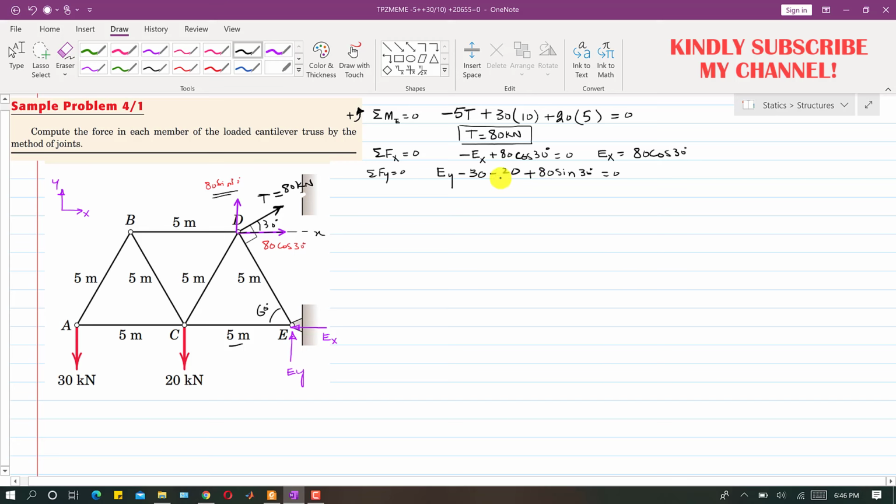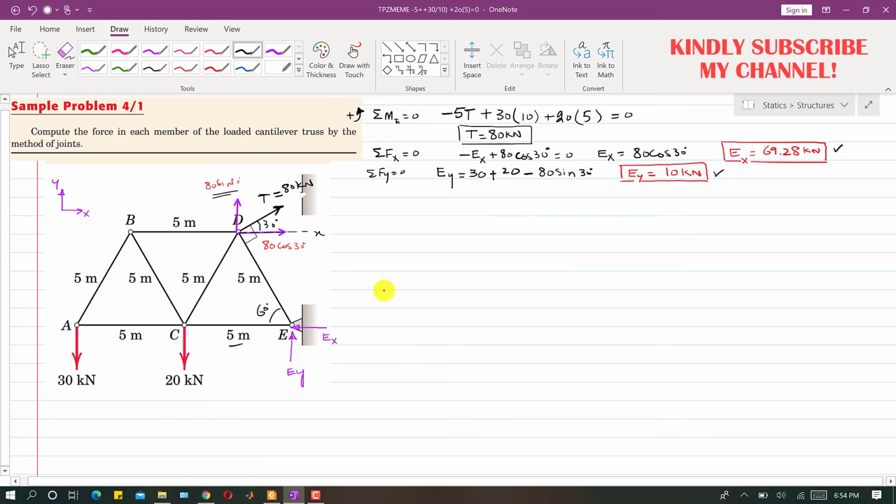or if we bring all these constants towards the other side of the equation, so all these will become plus, right? So we will have plus and this will become negative, right? So this will give us Ey. So let me find this Ex and Ey by using a calculator. Okay, so when we solve these equations, Ex comes out to be 69.28 and Ey comes out to be 10 kilonewton, right?